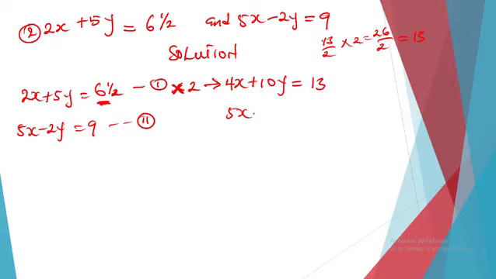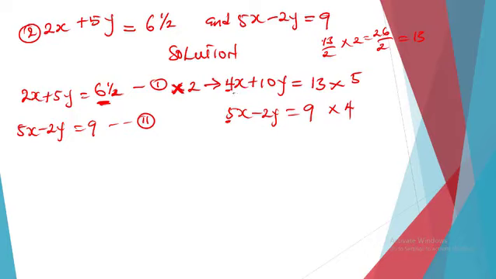We have 5x minus 2y equal to 9. To be able to clear one of the variables here, we need to make one of the variables in both equations equal. So what do we do here? Let us use the coefficient of x in equation 2 to multiply equation 1, and use the coefficient of x in equation 1 to multiply equation 2. Therefore, we have equation 1 times 5, and equation 2 times 4.